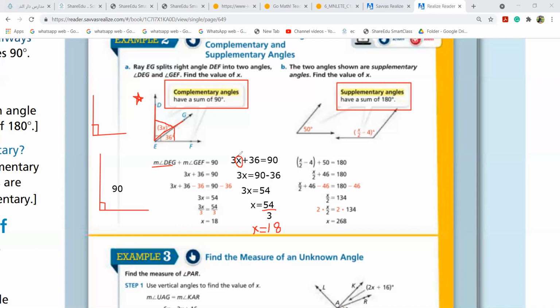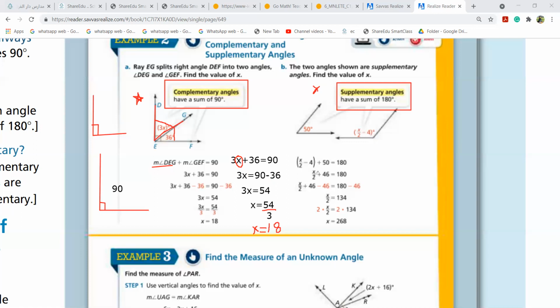Now here, the two angles shown are supplementary. If they tell you the angles are supplementary, that means the answer has to be 180. This plus this gives you 180. But if it is complementary, that means this plus this gives you 90. These are tough words, so I will not give you this kind.